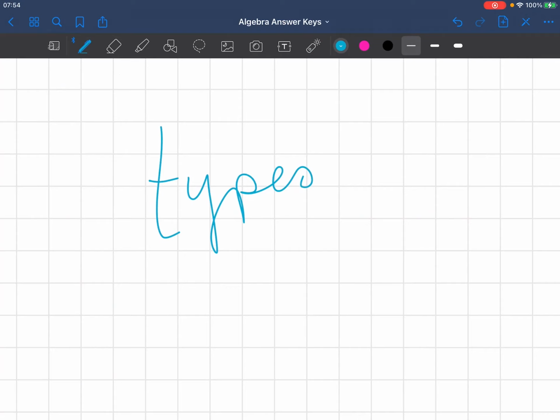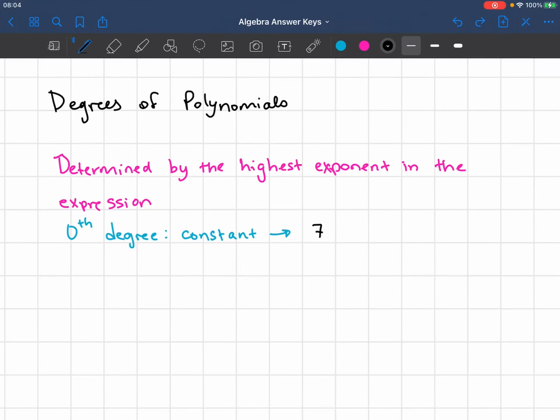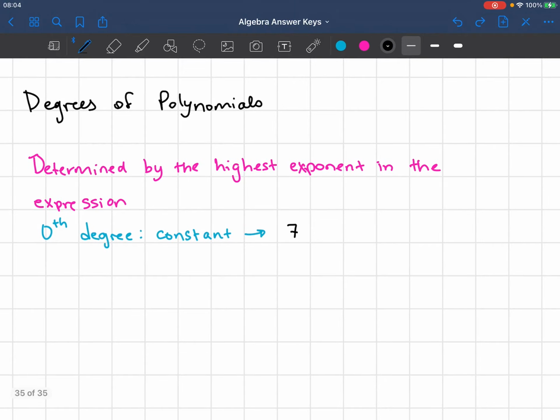Now we're going to talk about degrees of polynomials. The degree of a polynomial is determined by the highest exponent in the expression. So we're just going to start by going through the degrees of polynomials, and I hope you'll see what I'm talking about. Here, a polynomial to the 0th degree is called a constant, which is just a number.